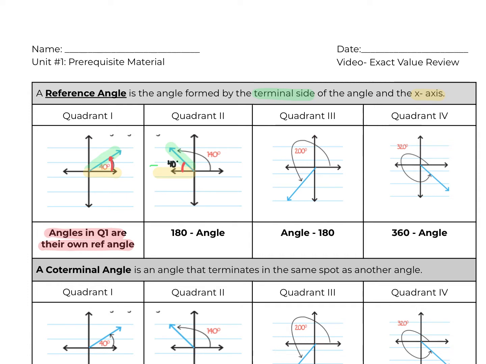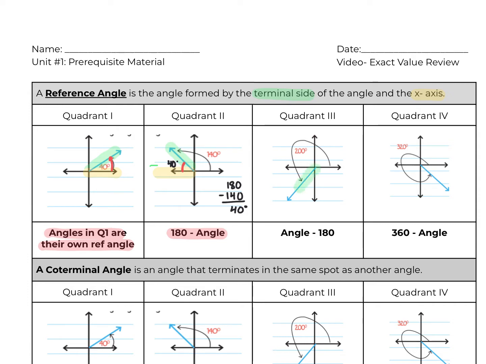How you can get that is take 180 and subtract the given angle, which is 140. And that will give you your reference angle of 40 degrees. So in quadrant two, to find a reference angle, it's just 180 minus the angle. How about an example in quadrant three?